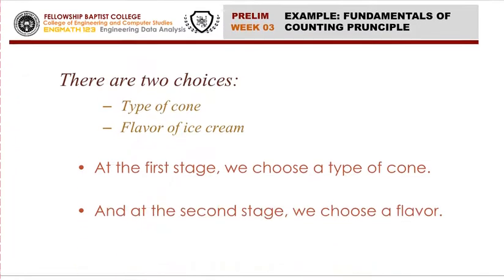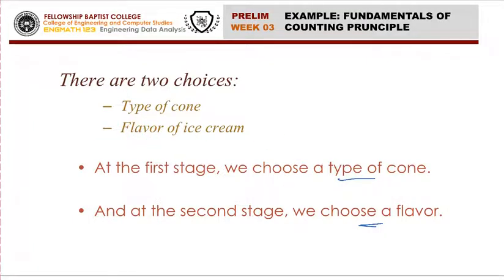So we are aware that based on the problem, we have two choices, or two stages: the type of cone and the flavor of the ice cream. At the first stage, we choose the type of cone. Which type of cone do we want? Next, once you have chosen the type of cone, you proceed to your second stage: which flavor will you choose based on the given choices, which is 31 available flavors.